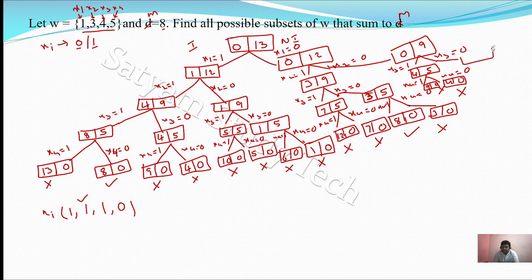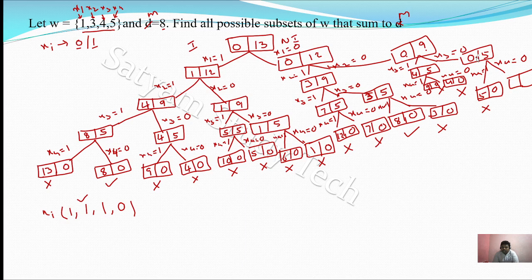So you can see x3 is not included, that means here it is 0, and here x3 is not included. So that is 4. 9 minus 4, that is remaining 5. So now you can see x4 is included, x4 is not included. If x4 is included, that means 5. 5 plus 0 is 5. So 5 minus 5 is 0. So this is not a solution.